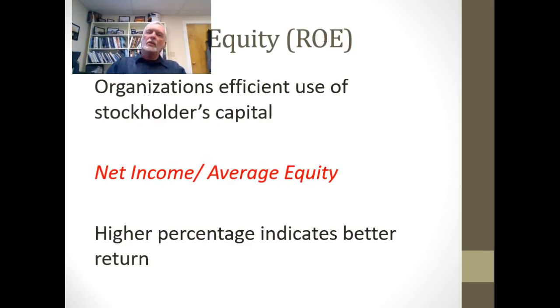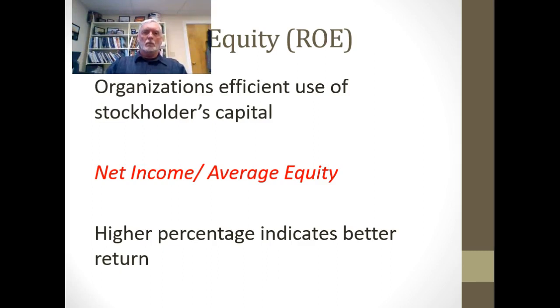And then a third measurement is how much am I earning on my equity? So stockholders have entrusted a certain amount of money to me. How well am I using that money to earn money? So how efficient am I in using my stockholders' capital? And that's called ROE, or return on equity. And here I'm going to take net income and divide it by average equity, which is beginning equity plus ending equity divided by 2. And the higher the percentage is that you get from this, the better the return.